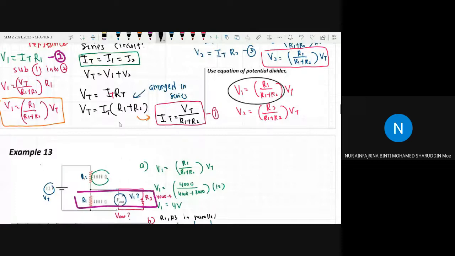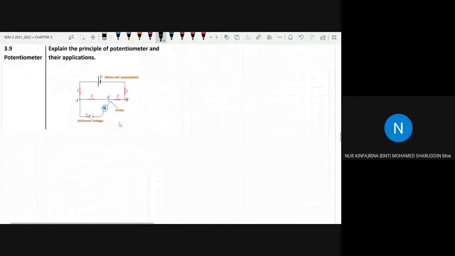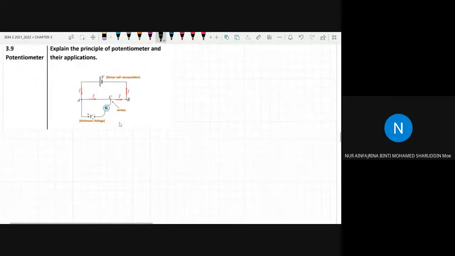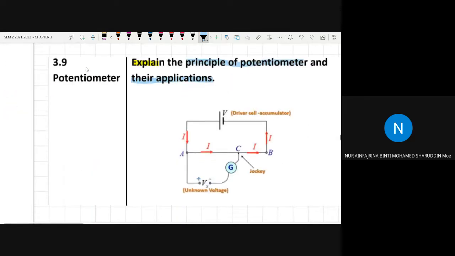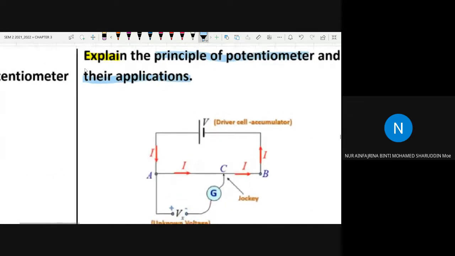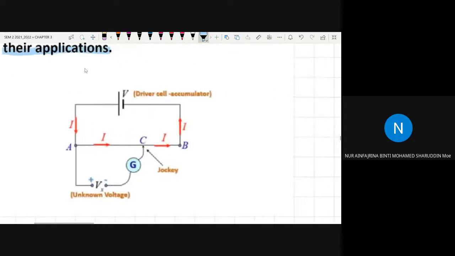So today we are going to learn about potential meter. The learning outcome for potential meter is to explain. So you must know to explain what? To explain the principle of potential meter and its application. So we must know what the applications of the potential meter are. Okay, so this is potential meter.